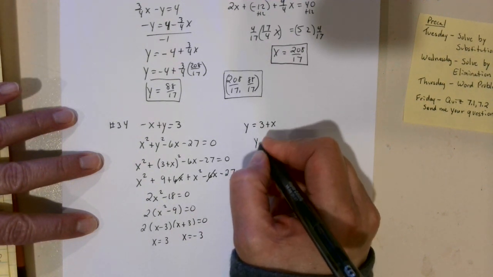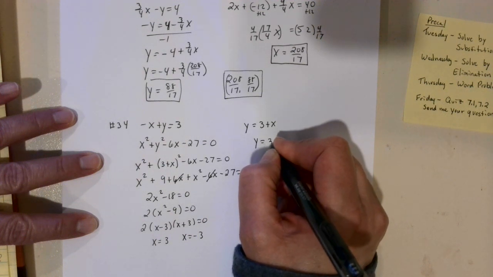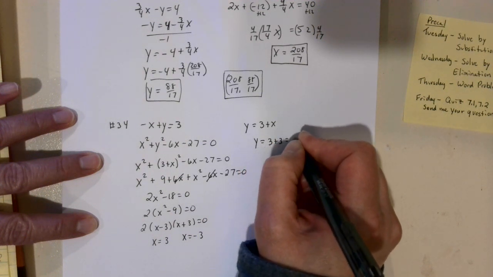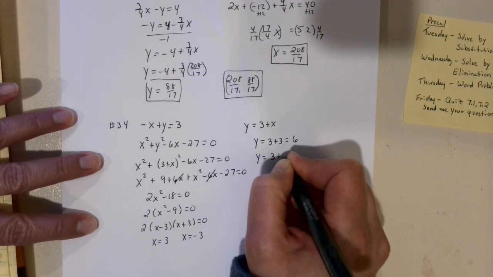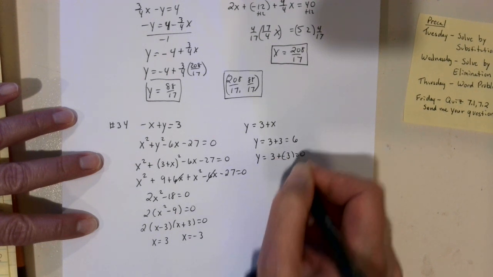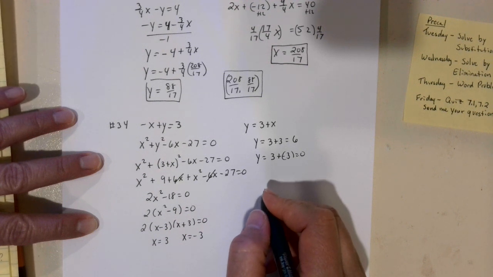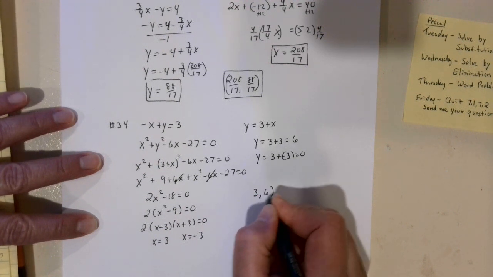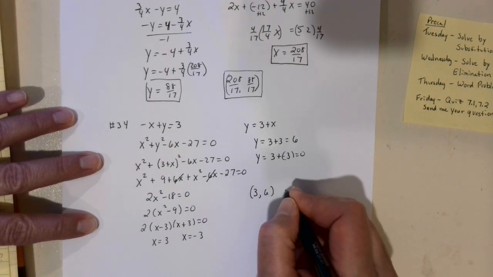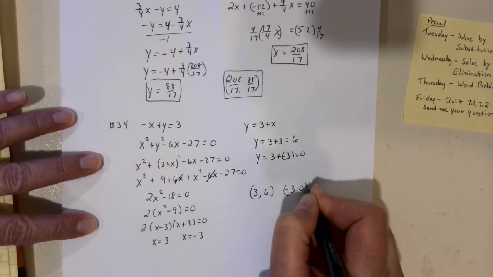So when I go back up to my y and I put in positive 3, I get 6. When I put in negative 3, I get 0. So this line and circle intersect at two places. We have the point (3, 6), and we have the point (-3, 0).